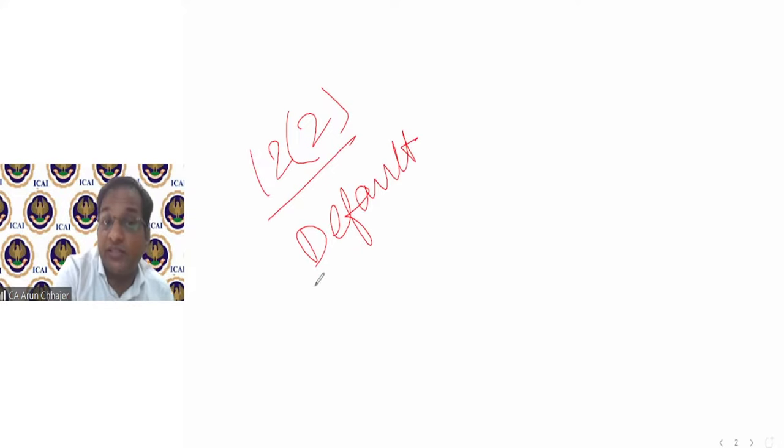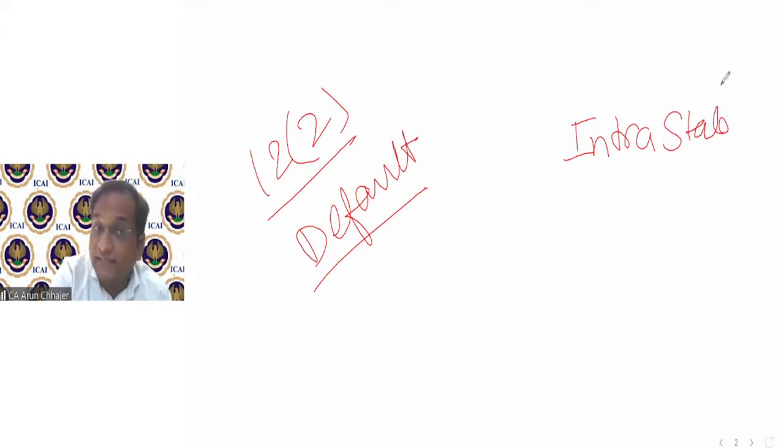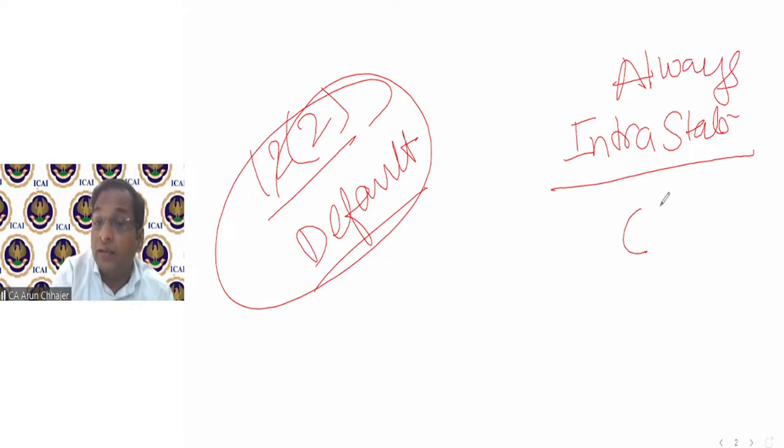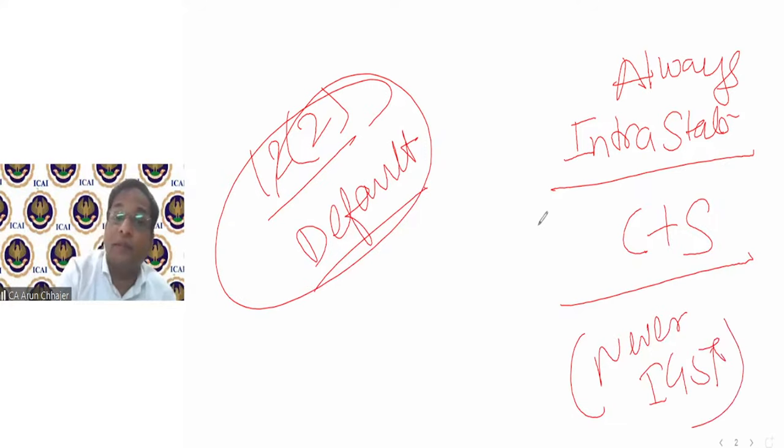Somewhere we have discussed, let me tell you, section 12 subsection 2, the default rule. We have discussed the default provision, that in that situation it will always be an intrastate supply, and it will have the tax as CGST and SGST, never IGST. It can never be IGST. Can you please help me? What was that provision?